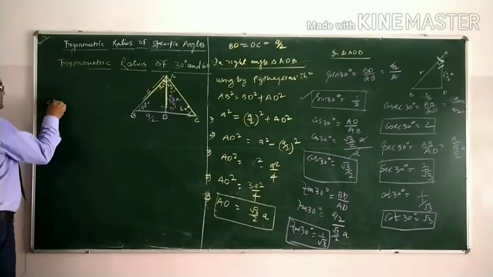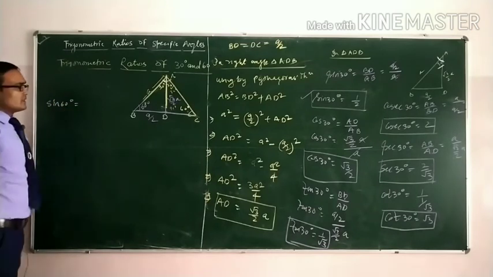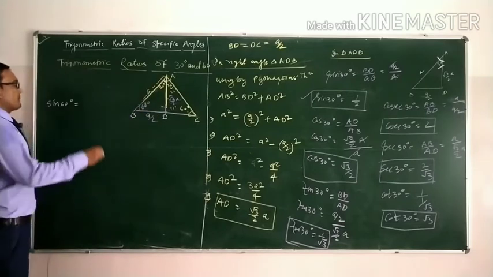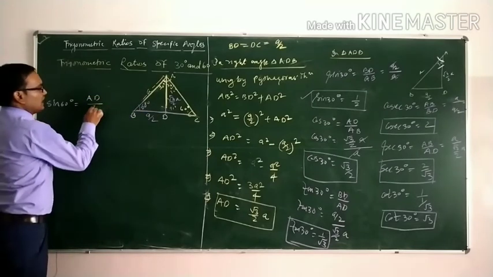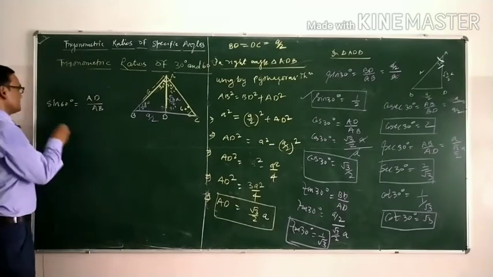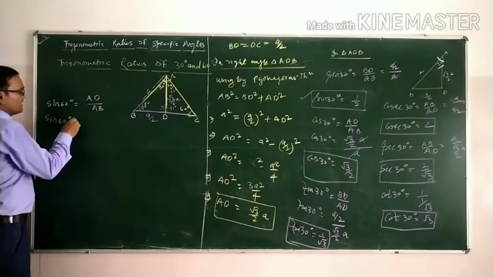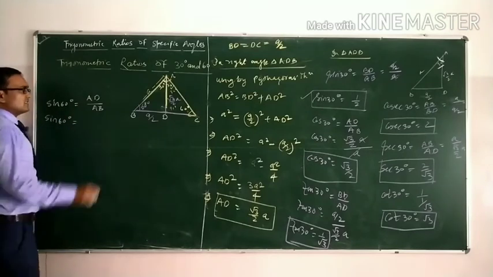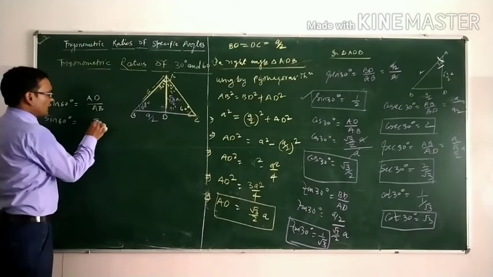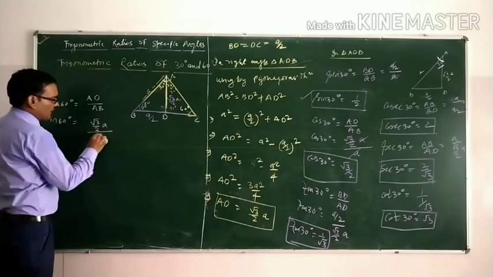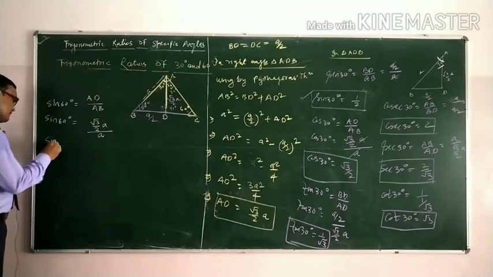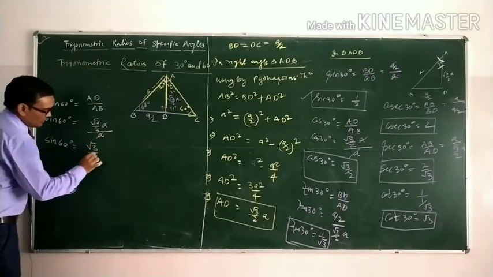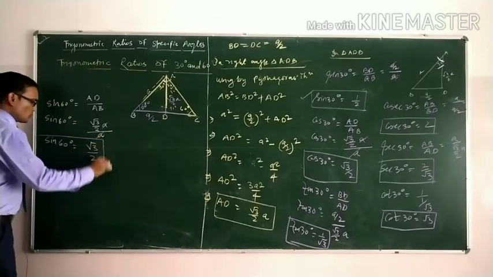Sine 60 degree is the perpendicular side upon hypotenuse. Perpendicular side is AD upon AB. Okay students, sine 60 degree is the value of AD. The value of AD is square root 3 upon 2A upon A. Sine 60 degree is, A will be cancelled, square root 3 upon 2.